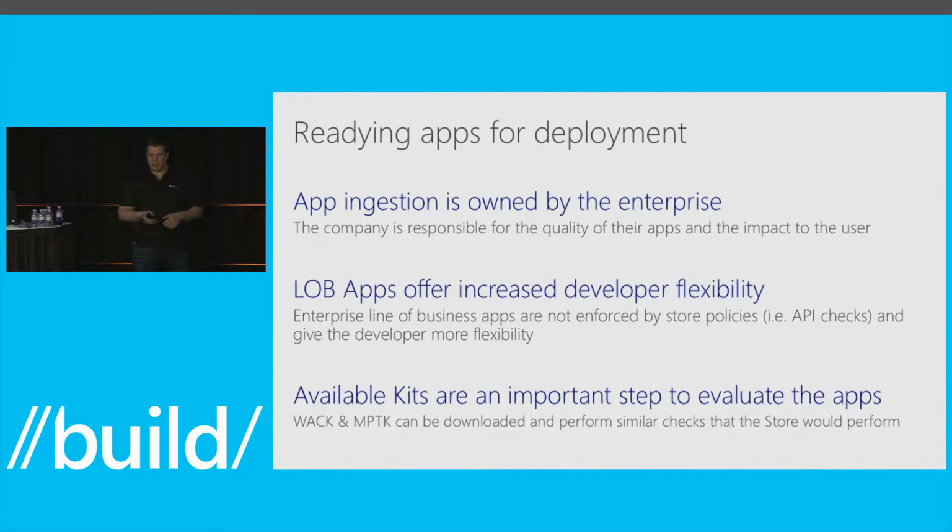Now, we do offer some kits, the same kits that we use on the store backend. There's the WACK on the Windows side, which is the Windows App Certification Kit, and then there's the Marketplace Test Kit, or the MPTK. Those are both available to download and run against your apps, and that'll actually tell you things like performance and some error handling stuff. So you can run those kits against your apps, get those results, and understand the quality of your app before you go and deploy. Just understand that if you're using any of those restricted code paths, you may get some errors, and those are just things to consider.